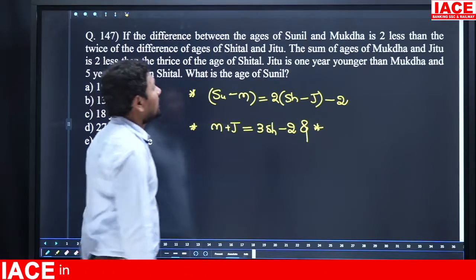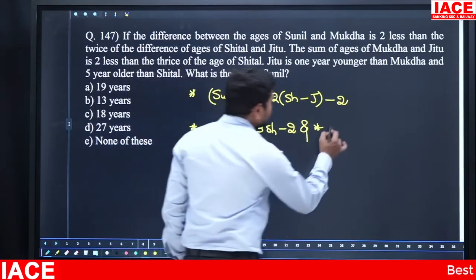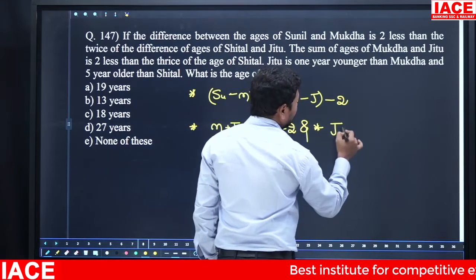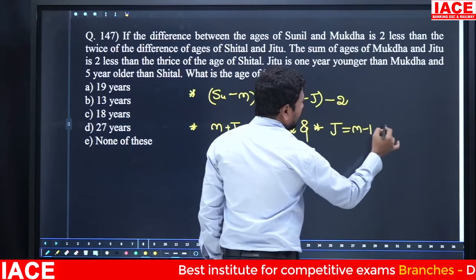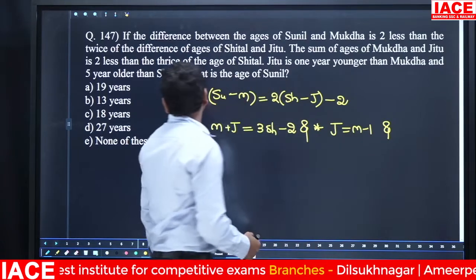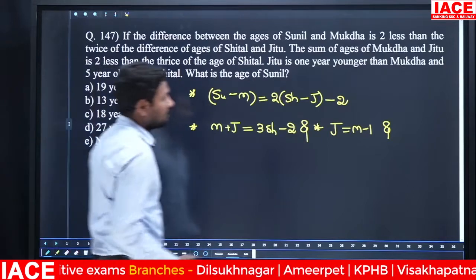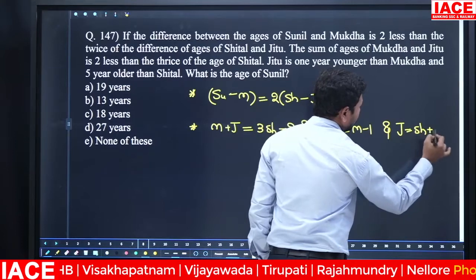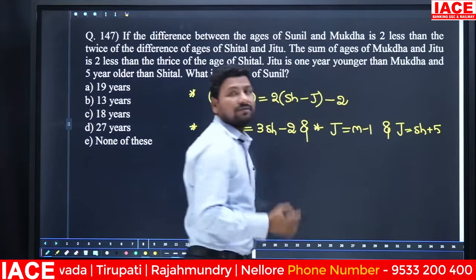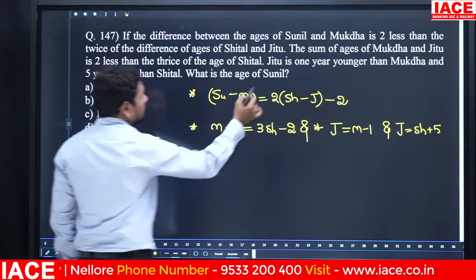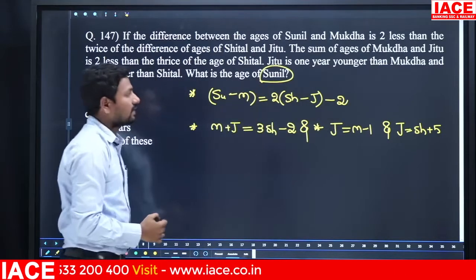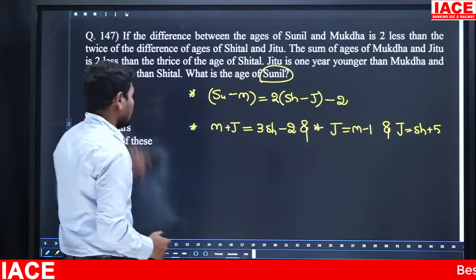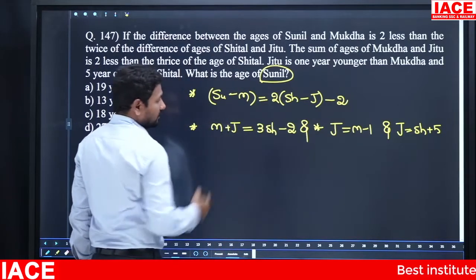Jitu is 1 year younger than Mugdha. And the next equation is, Jitu is 5 years older than Sheetal. And Sunil's age is required. Okay, first equation, second equation, third equation, fourth equation.